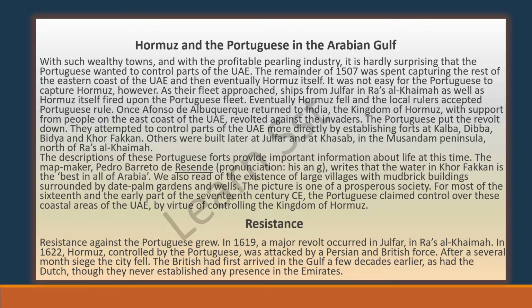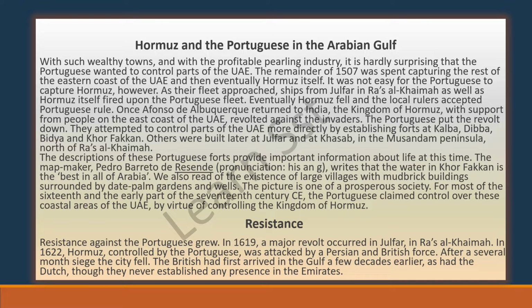They attempted to control parts of the UAE more directly by establishing forts at Kalba, Diba, Bidiya, and Khorfakkan. Others were built later at Zulfar and at Khasab in the Musandam Peninsula north of Ras Al Khaimah, which is in the region of present-day Oman. The descriptions of these Portuguese forts provide important information about life at that time. It was not only the conquest of the Portuguese that it highlights, but the description also highlights life during those days, the trading activities, and how prosperous the coastal towns of the UAE were.